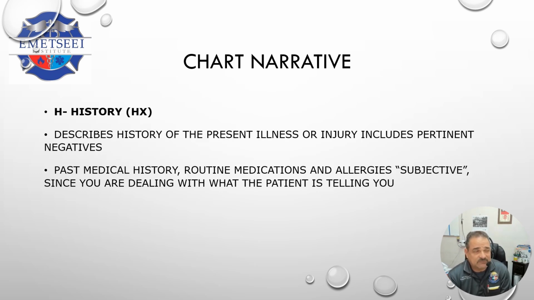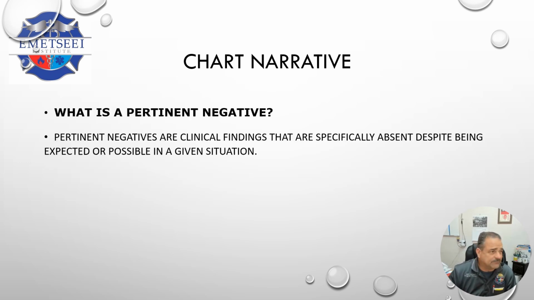H, history. Okay, describes a history of present illness or injury. It includes any pertinent negatives. Pertinent negatives are very important. You need to understand what they mean. Past medical history, routine medications, allergies, and all the subjective information that you're getting, since you're dealing with a patient, of what they are telling you. Okay, they're giving you this information. They're giving you the history. So this is subjective information.